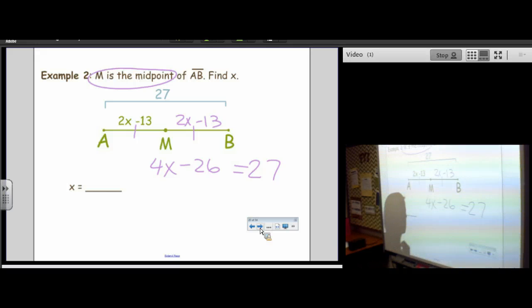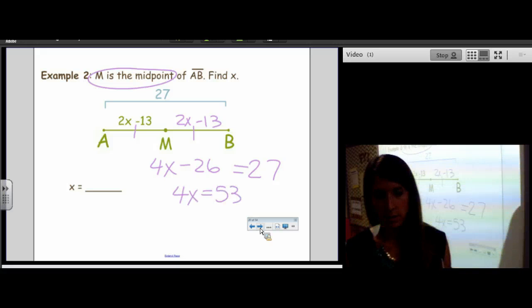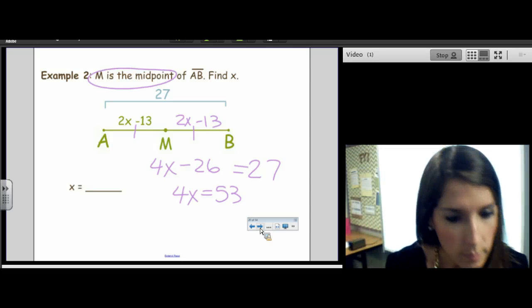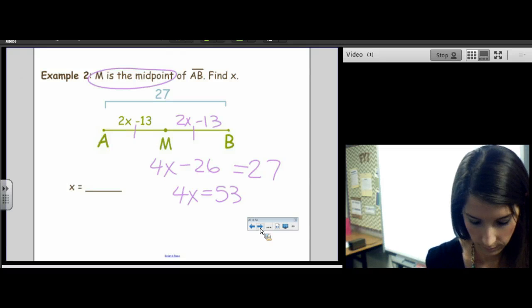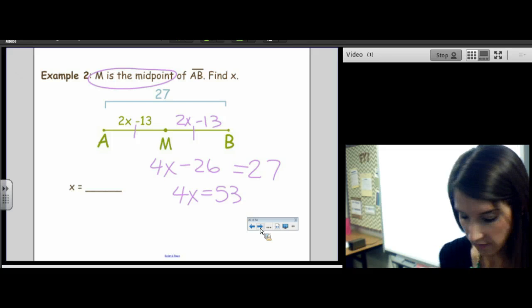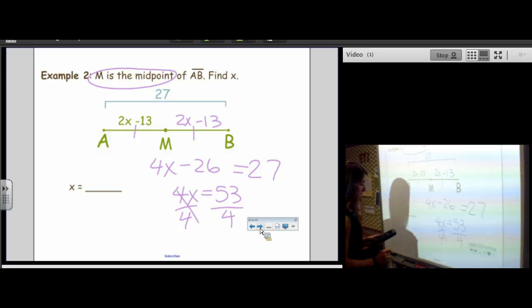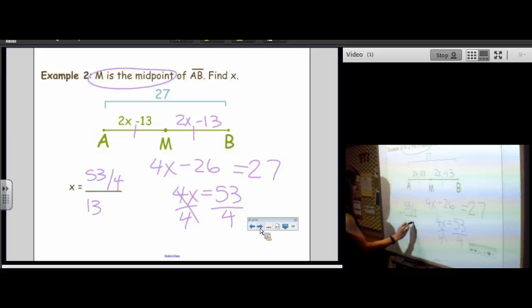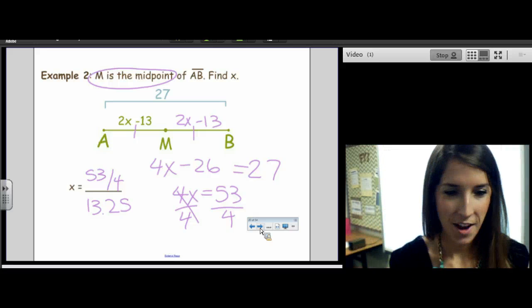4x minus 26 equals 27. 4x equals 53, right? What's wrong? And then we need to divide 53 by 4. And you get 53 fourths. Or if you want to write 13.25, you can write 13.25. Those are 2 different ways to write your answer. All right, that is my bell.